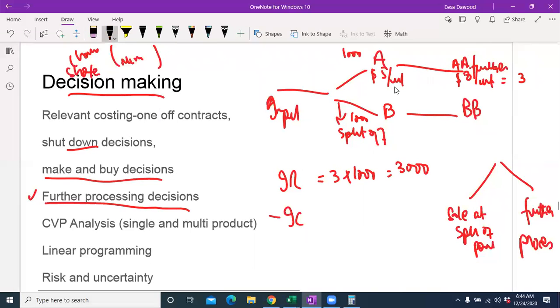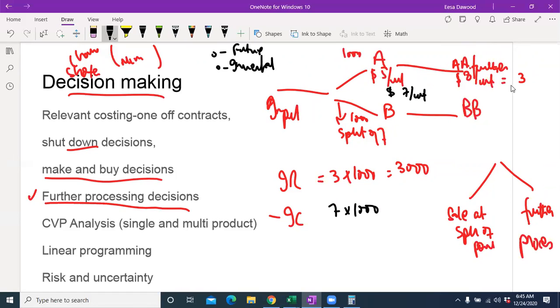Now we'll see what the cost is. For example, the cost is 7 per unit, for 1,000 units. Based upon relevant costing principles, I need to see my future cash flows and revenues. It has to be the incremental revenues. It doesn't need to be 8, it has to be 3, because 5 is what I'm already getting. So what is the additional I'm getting is 3. So I'm only going to account for the incremental impacts.